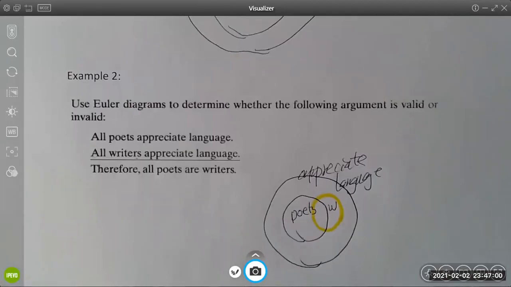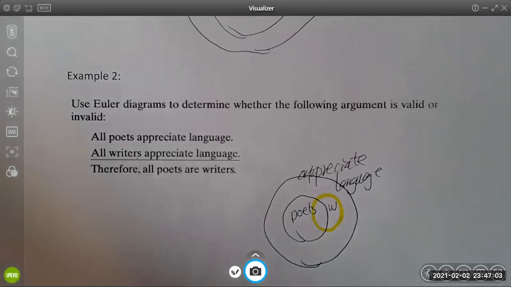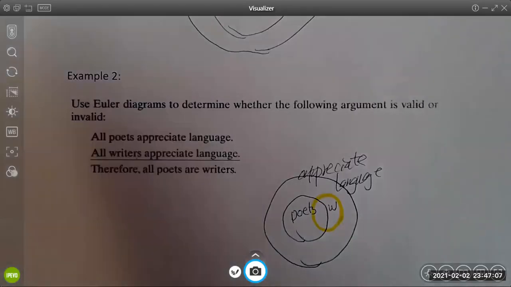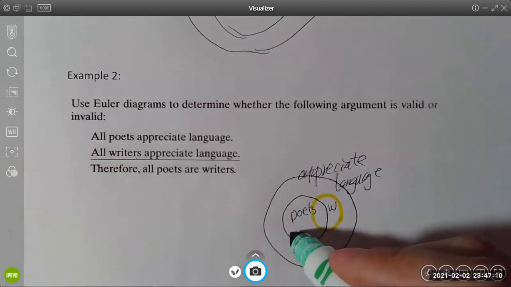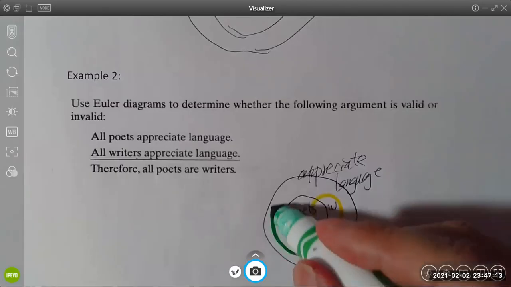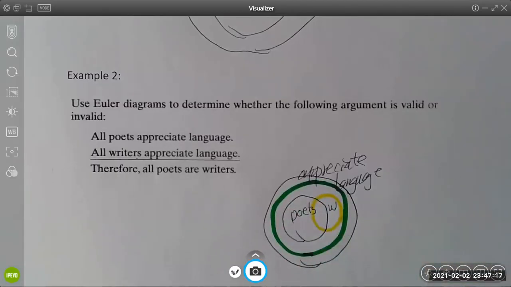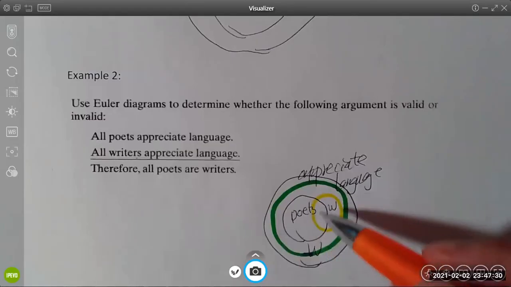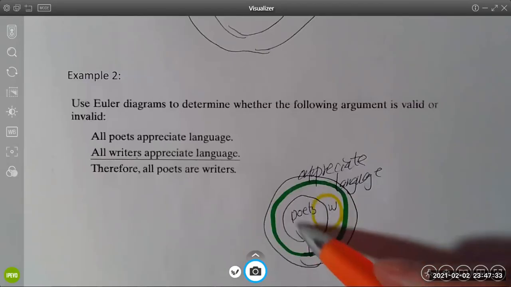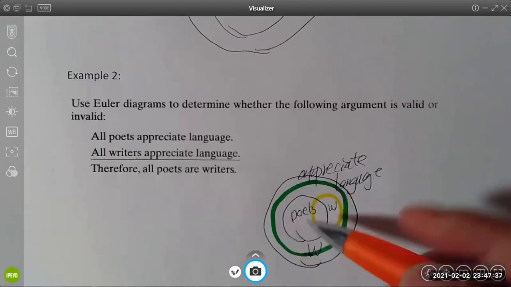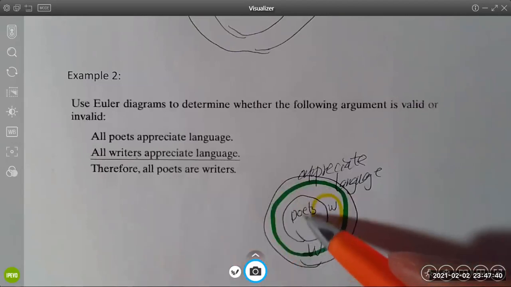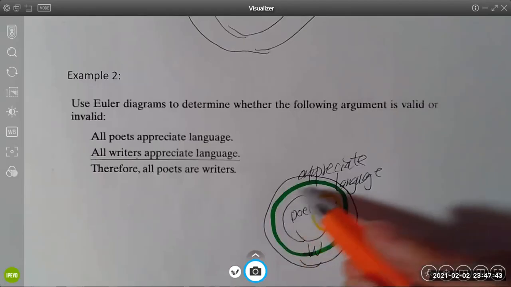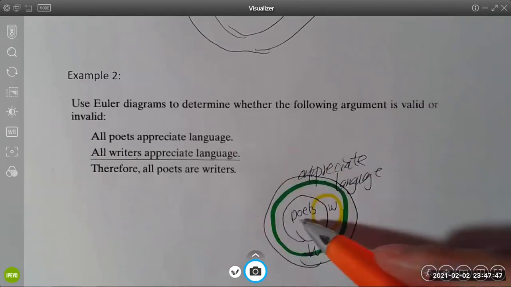Now I'm going to use a different color so that you can differentiate that. Second way to draw it. So this green circle is still inside the appreciate language circle, right? So that means I still draw this second premise correctly. So this is also writer. It's not two circles. This is two different ways to draw it. So if you look at the green circle, all points in this circle are inside the green circle, right? That means all points are writers. In this case, it is correct. All points are writers according to these two premises. So this is a correct conclusion.